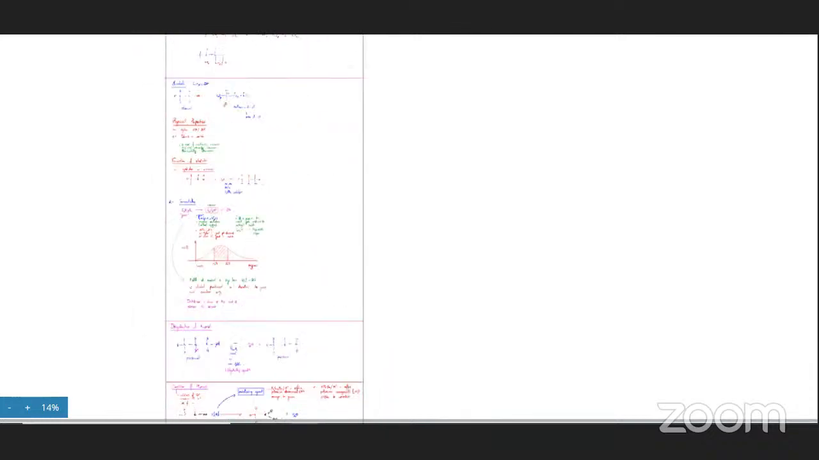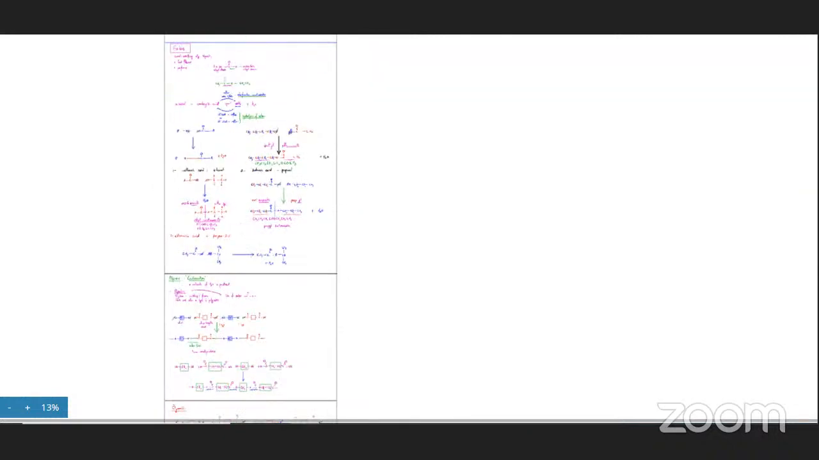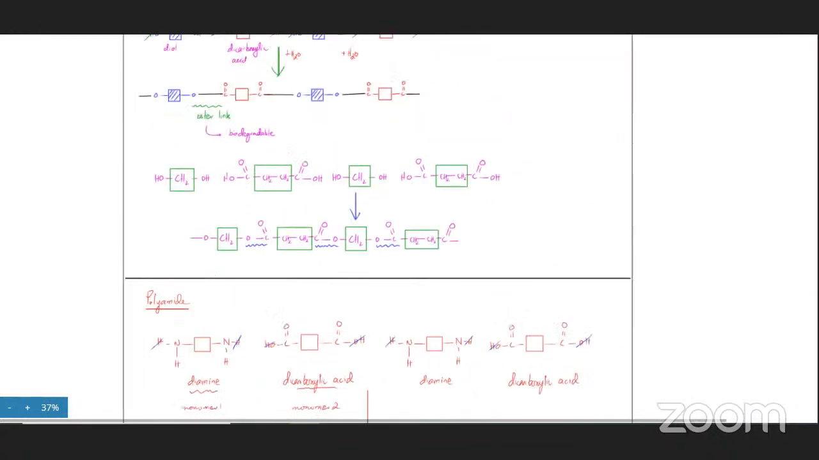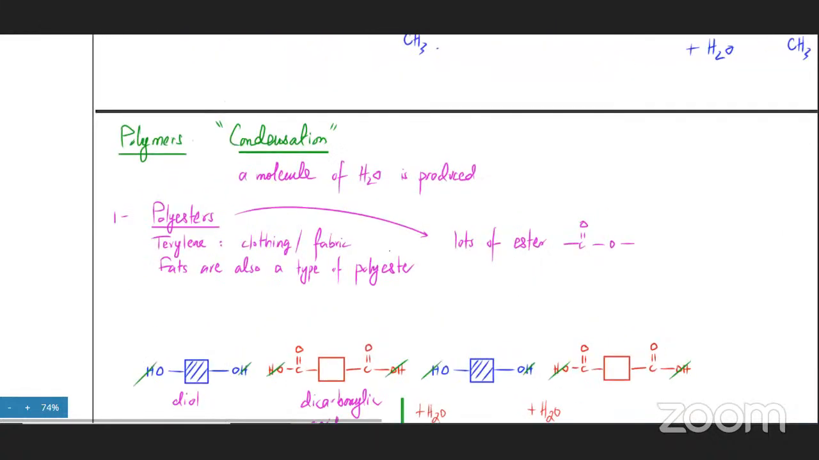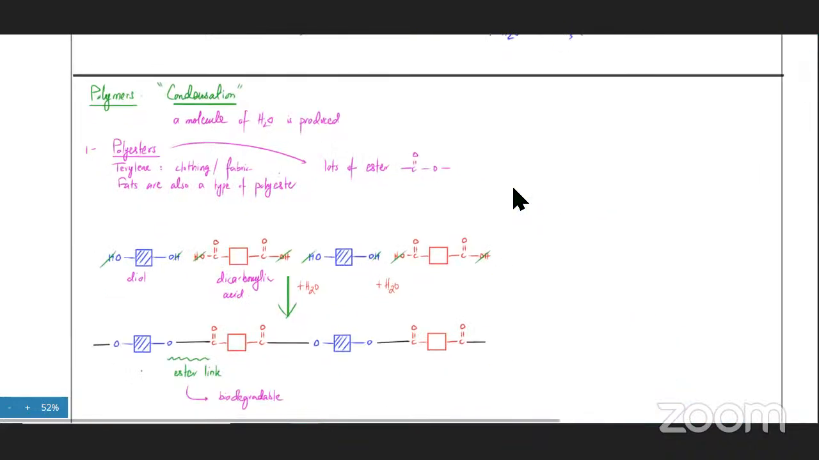Sir, can you send the link of the board? इसका मैं करता हूँ. Yes. अच्छा, ये बिल्कुल एंड के ऊपर पॉलीएमाइड्स, पॉलीएस्टर्स और इसका मैं लिंक भेजा. ठीक है. अच्छा, कंडेंसेशन पॉलीमर्स.